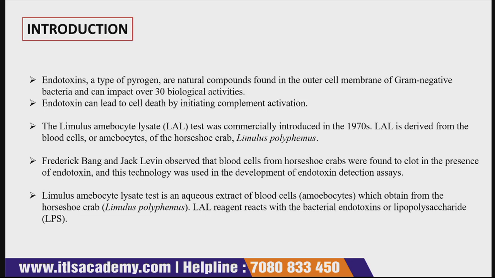So who were the first two scientists? The first two scientists were Frederick Bang and Jack Levin, who first observed that blood cells from the horseshoe crab were found to clot in the presence of endotoxin. So this technology was further used in the development of the endotoxin detection assay.